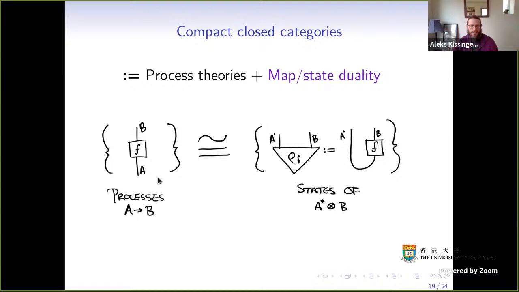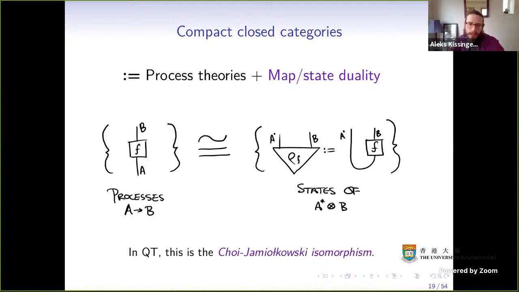So this is really just that the processes from A to B are in bijective correspondence with the states on 2 systems. So states on A dual tensor B. Right, so in the quantum example that I talked about before, this is just the Choi-Jamiołkowski isomorphism. But of course, you can do this in a perfectly classical way as well. And then rather than using a maximally entangled state here, I just use perfect correlations.